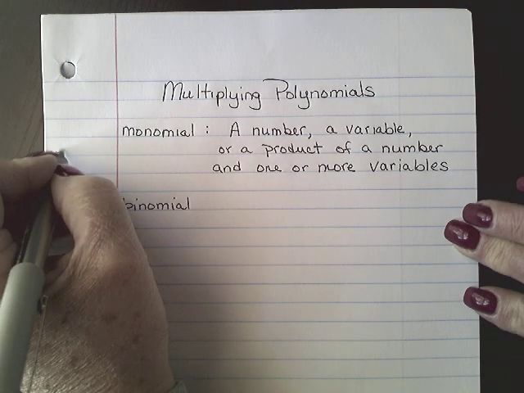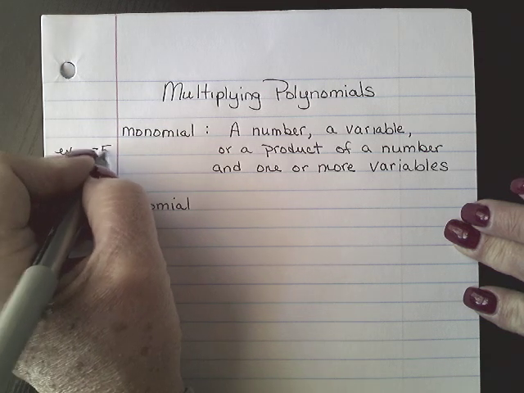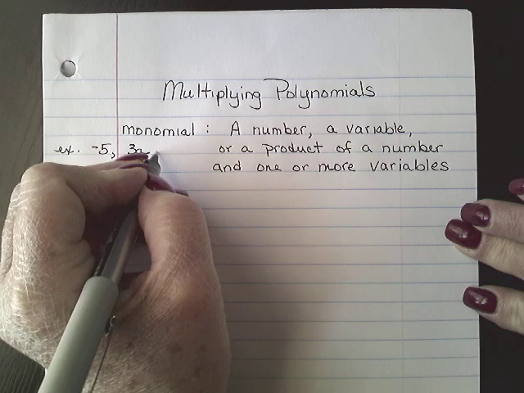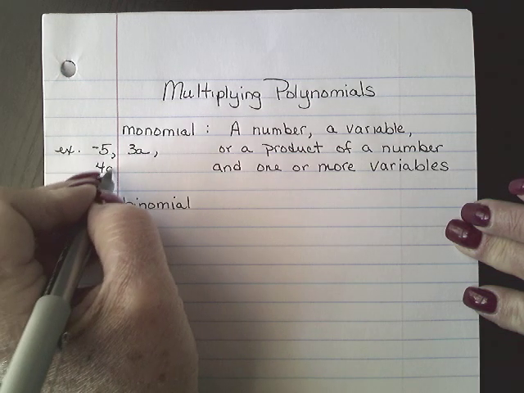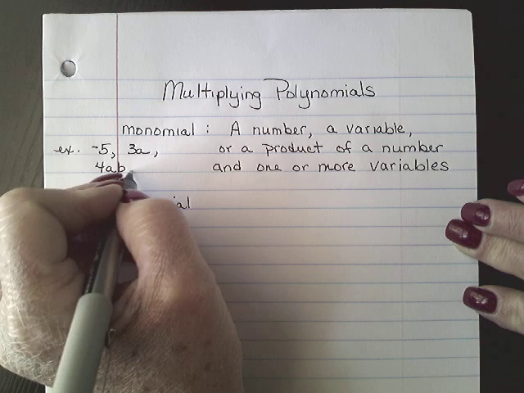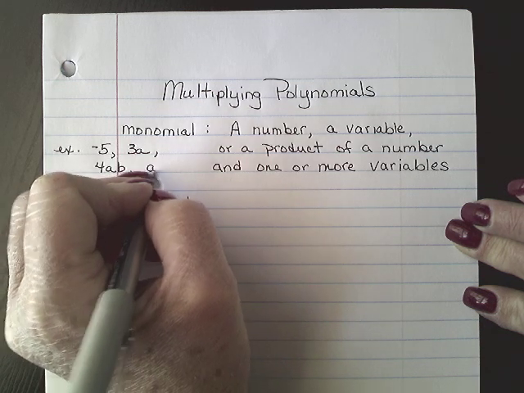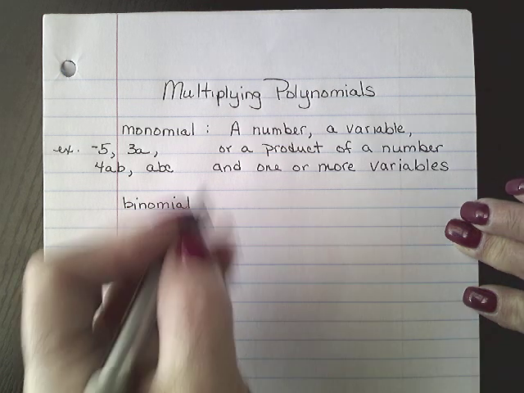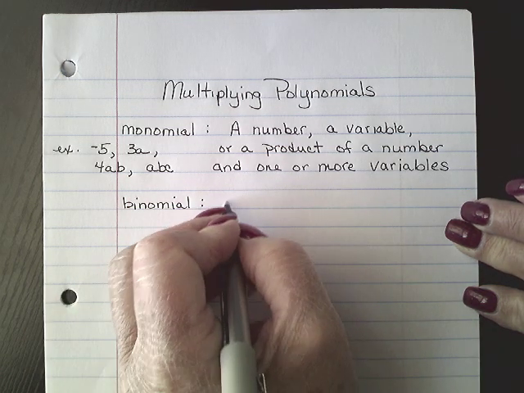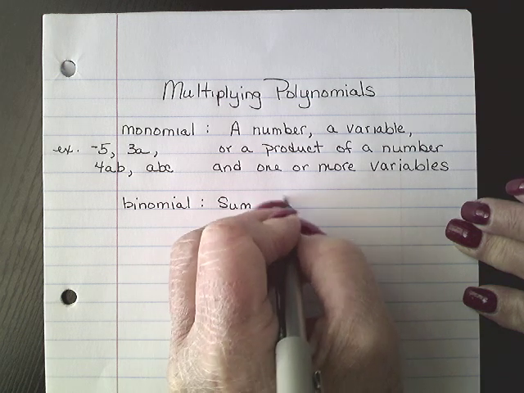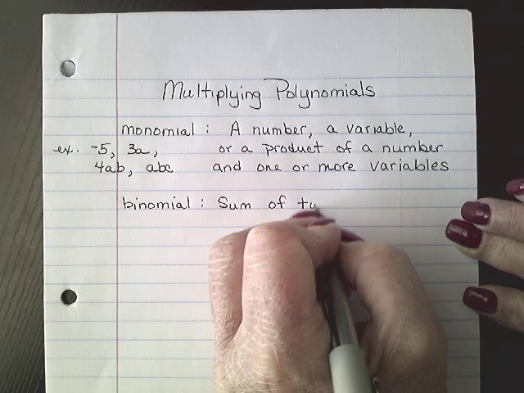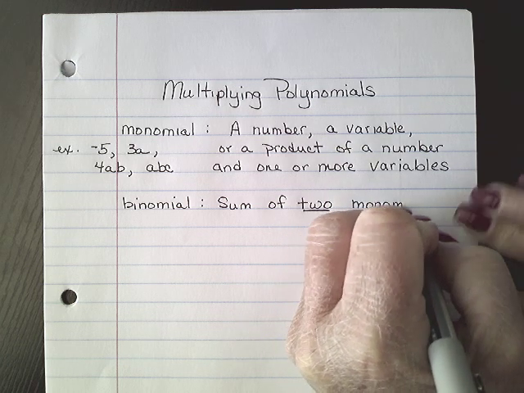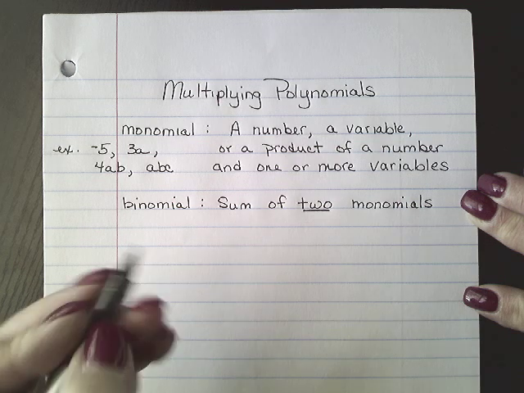So for examples, we would have -5, 3a, 4ab, or I can have abc. It's all monomials. A binomial is the sum of two monomials. We're going to be working with those today.